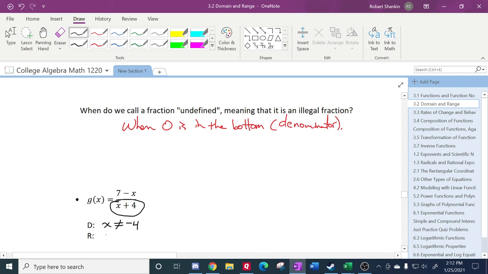And the range is going to be all real numbers. You can get any number you want out of this. And we have a shortcut notation for that. Instead of writing all real numbers, we just put a double bar and a capital R. That means all the real numbers.